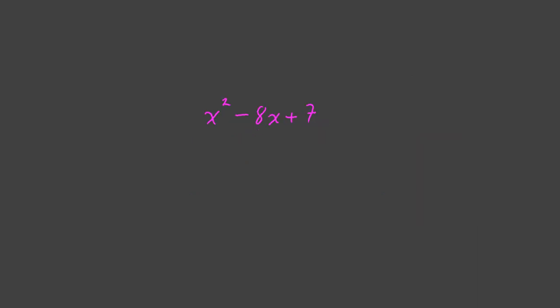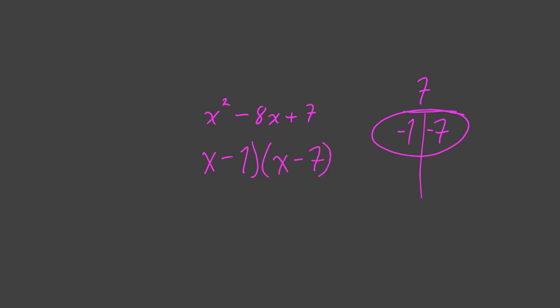x squared minus 8x plus 7. So we have factors of 7. Well, 1 and 7, and that's it. Okay, multiply to a positive, add to a negative. They both have to be negative. So it's going to be x minus 1, x minus 7.